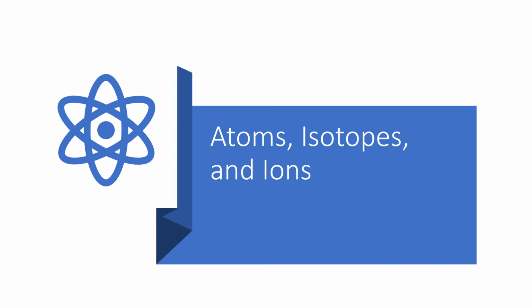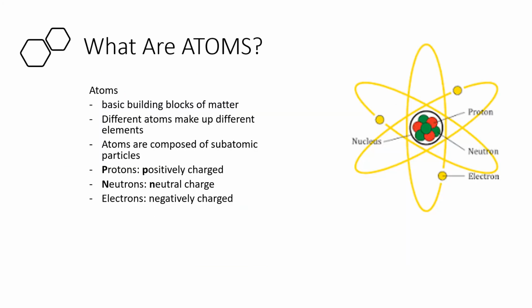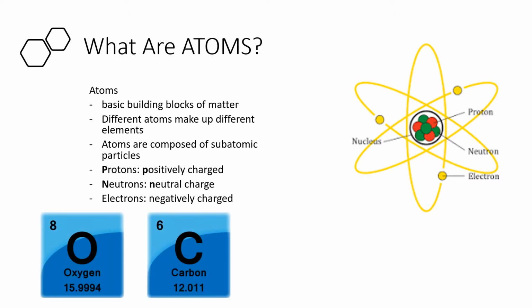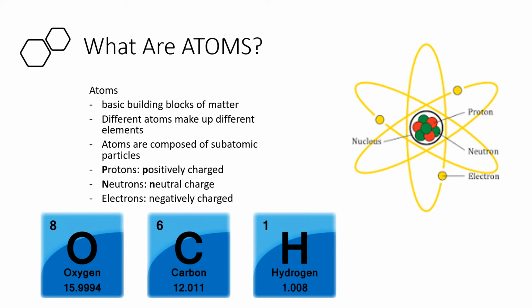In this video, we will be covering the basic concepts of atoms, isotopes, and ions. What are atoms? Atoms are basic building blocks of matter that make up almost everything around you. Different types of atoms make up different elements. For example, you know oxygen, carbon, and hydrogen. These are all elements made out of atoms.